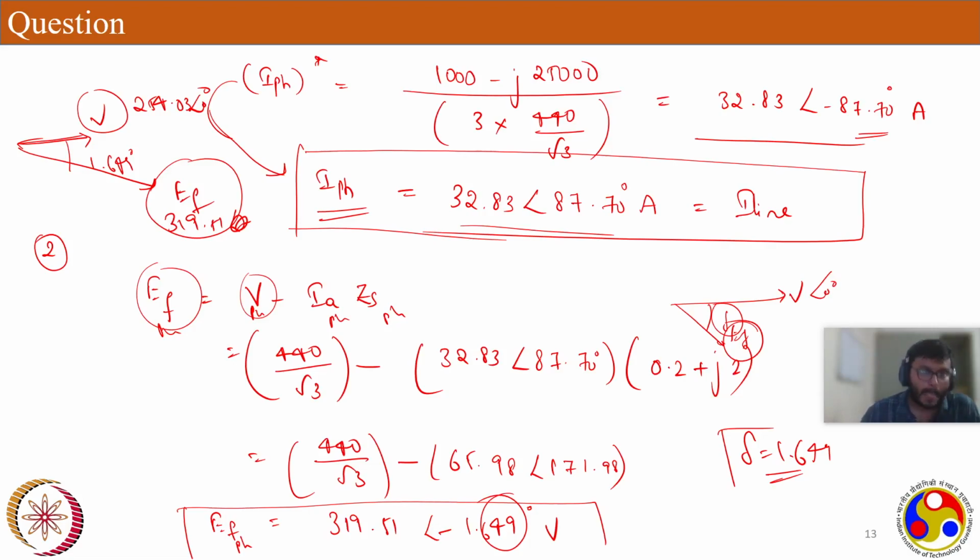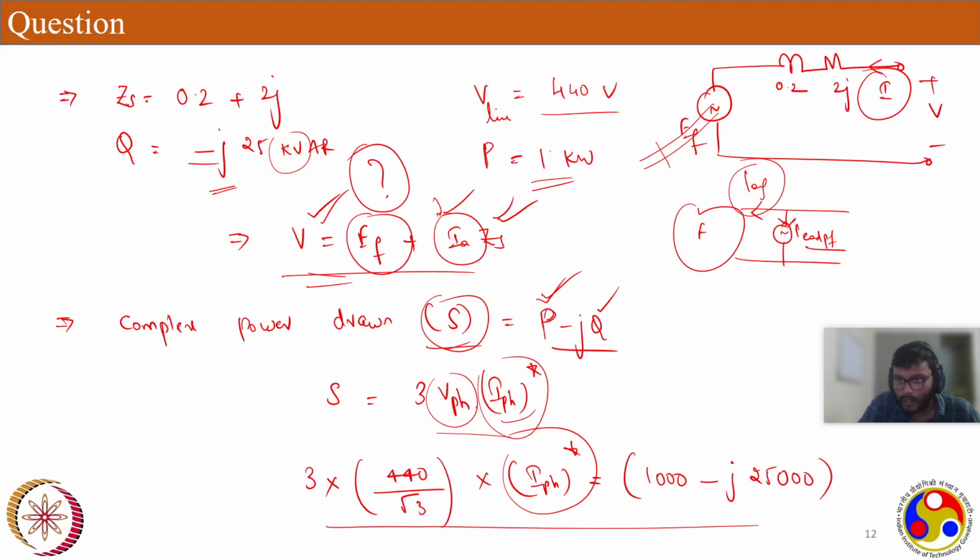So with this problem, I hope it will help you in solving the assignment problem for this week. Some more concepts on synchronous motor and also some more problems related to your assignment will be discussed in the next immediate session. So this is what today's discussion would be.